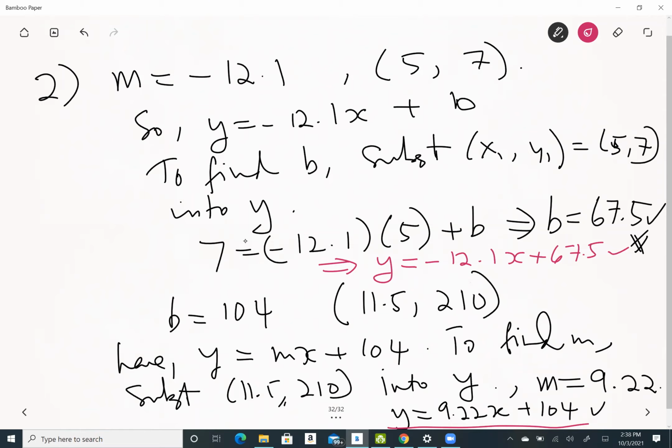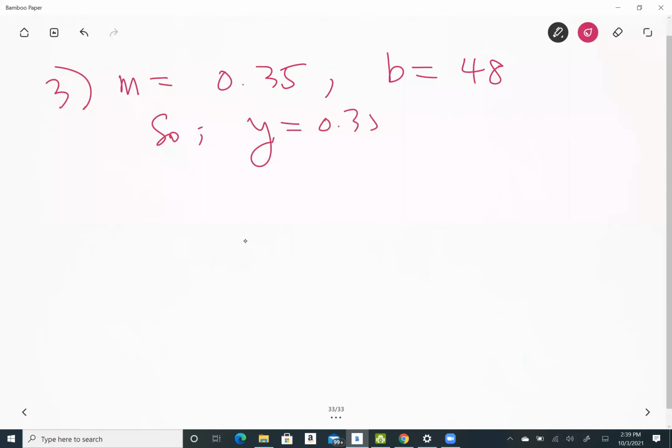No, okay, good. Now number 3, very trivial. You are given the slope, say equal to 0.35, and then you are given the intercept, say 48. Very easy. So y equals 0.35x plus 48. So that's how we can get the equation given some information.